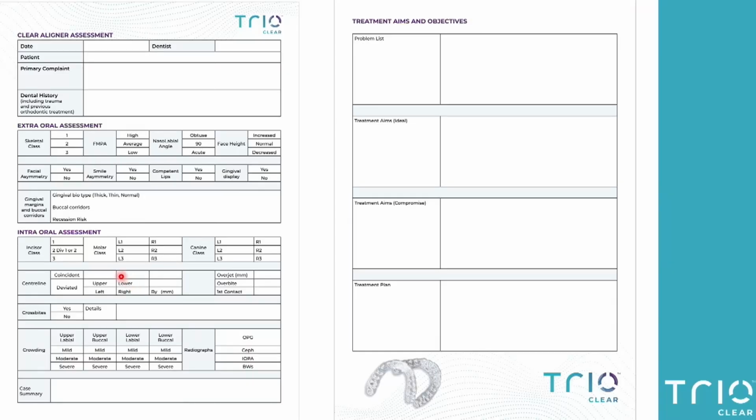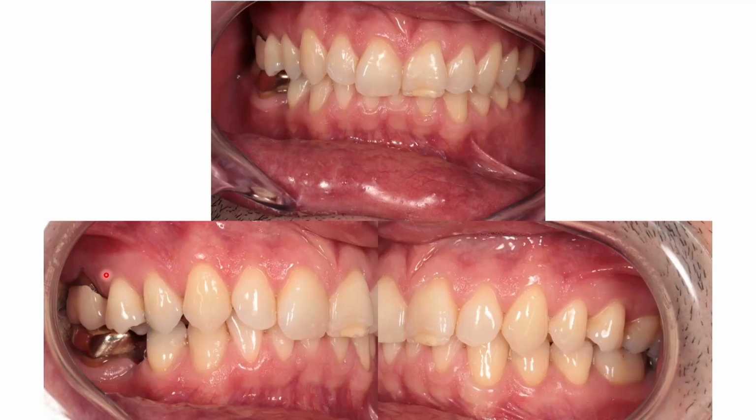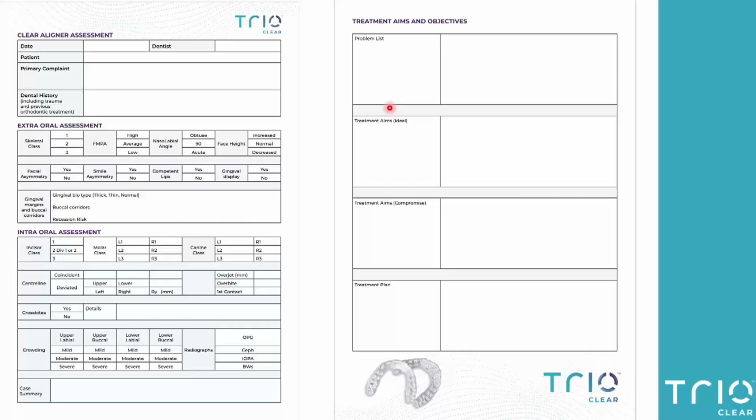The intraoral assessment, which we're well used to doing. We're just looking initially at midlines, and we can see in this case the midline is deviated a long way to the right hand side here on the lower. And so in our form, that's what we would do. The center lines, the lower is deviated to the right, and I would put that by about 6 millimeters.